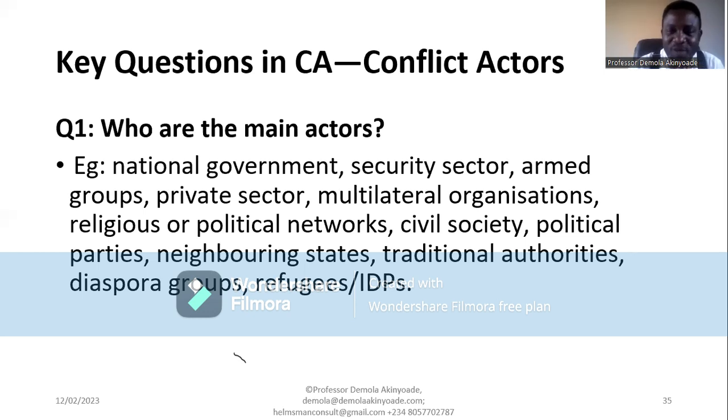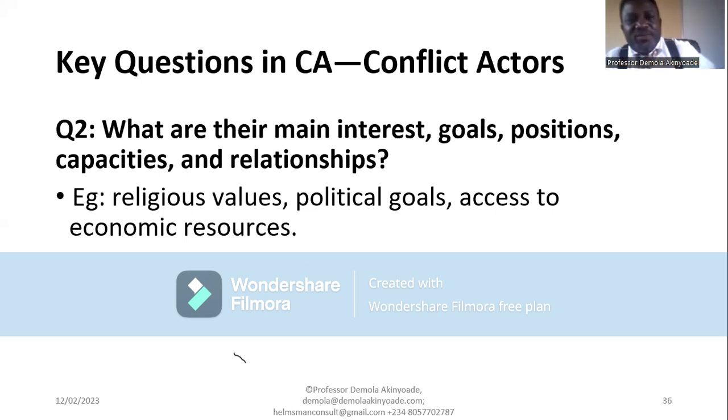Okay, let's move to other actors in that conflict. Before then, what are their main interests? What are the goals, position, capacity, and relationships? You see, for each actor we identify, we want to see what is the interest of this actor. So let me ask this question. What is the main interest of INEC?